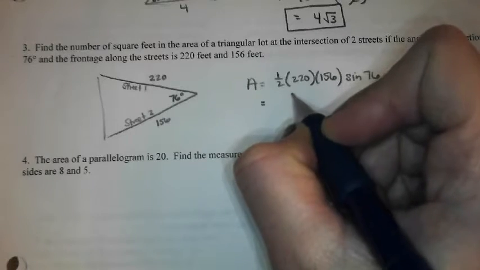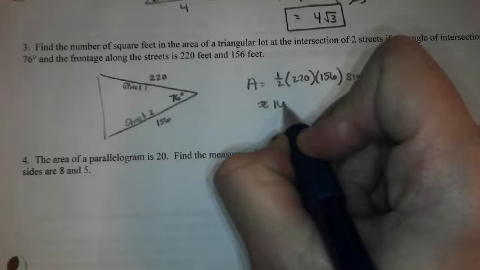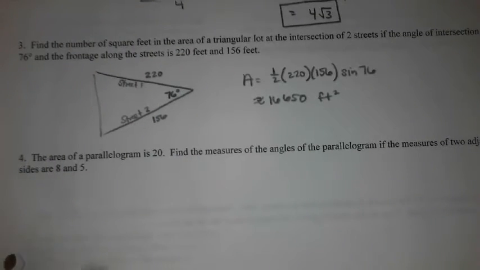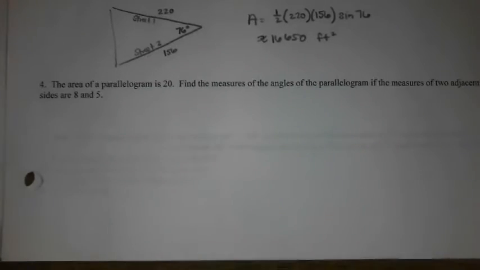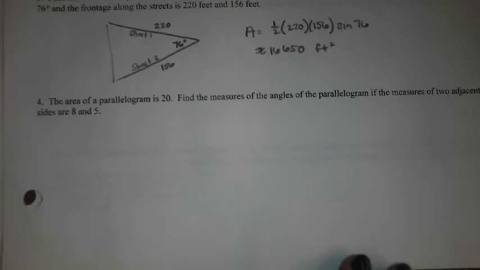So always be careful of that. So I got 16,650 approximately. 16,650 feet squared. And then we just take, this one looks a little bit less. You might have to think about one additional thing here.